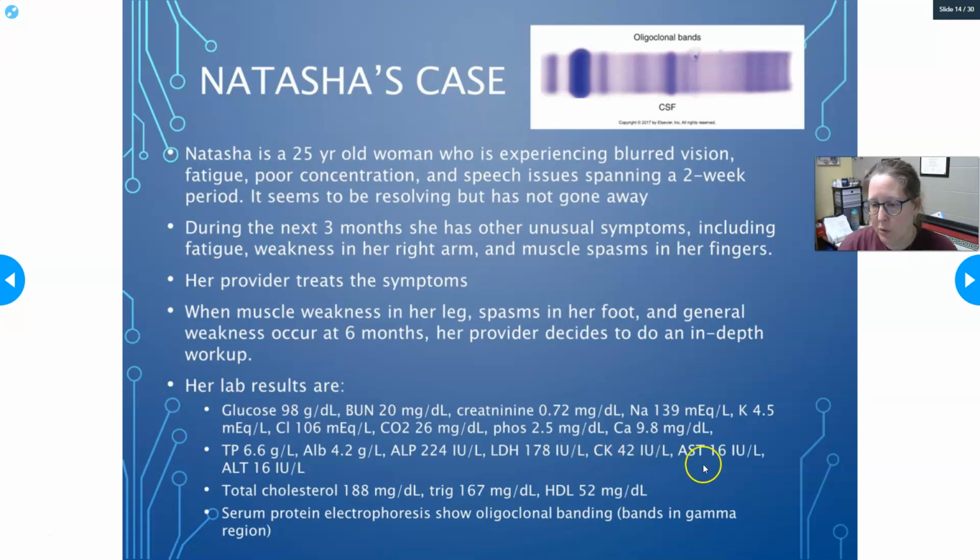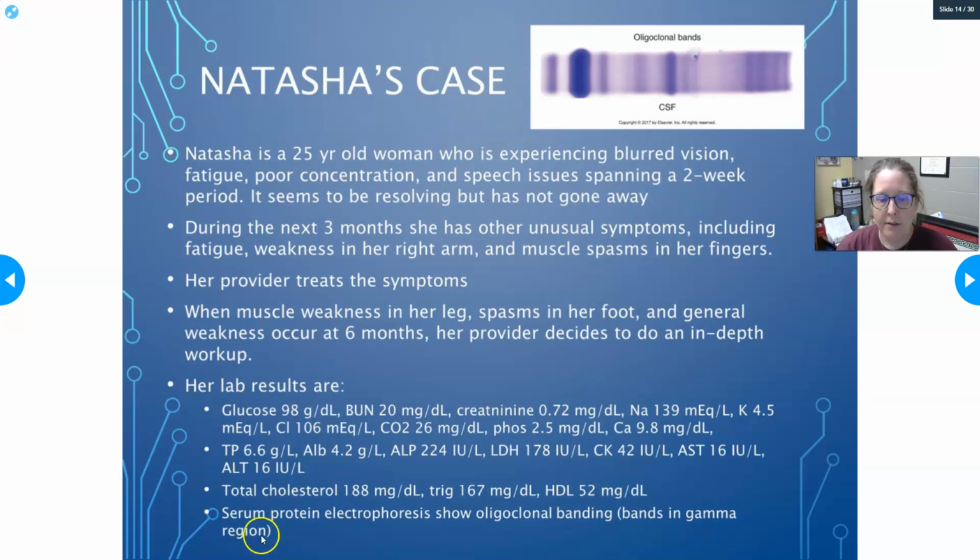CK is totally normal. AST and ALT normal. Cholesterol is good, less than 200. Triglycerides could be slightly better. Usually you want them less than 150. And HDL is good, although ideally you want it above 60.